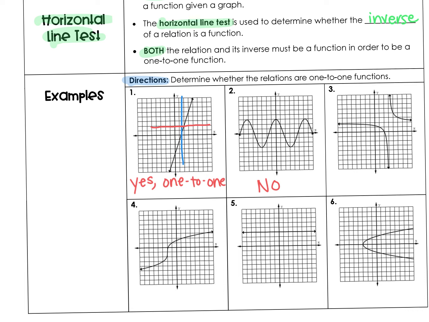Number 3, if I do the vertical line test, it looks like it passes. It looks like this is a rational function, and I have an asymptote here and here. So even if I draw a line here, it's not going to touch more than one time. So this is a function because it passes the vertical line test. Now let's test the horizontal line test. If I draw a horizontal line anywhere on this graph, it looks like it's also only going to touch one time. So yes, this one is one-to-one.